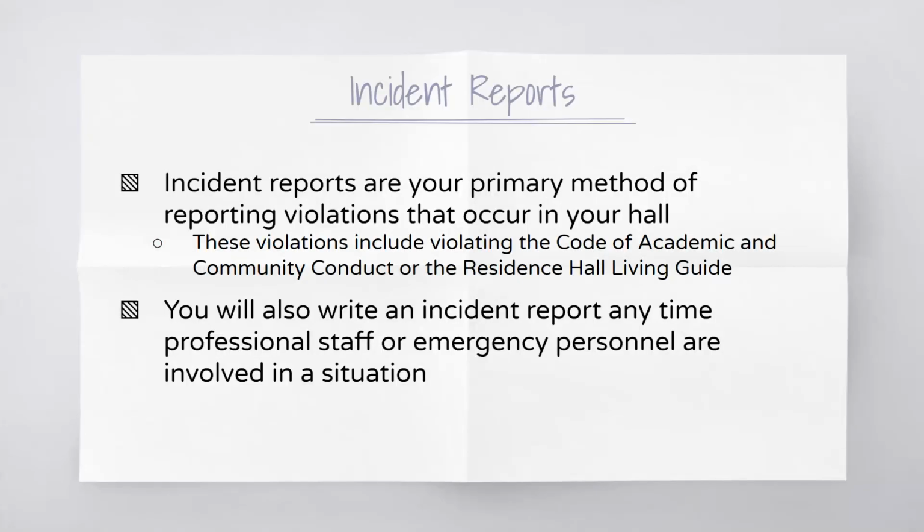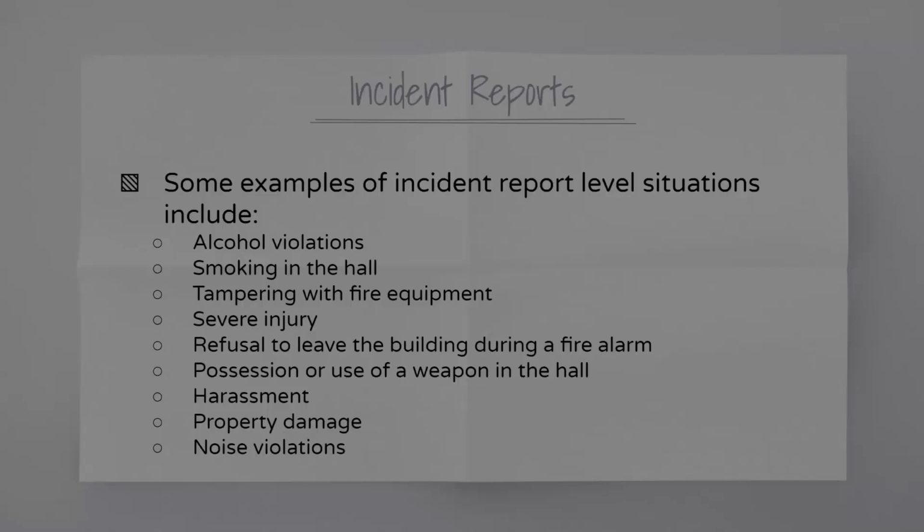So the first one we're going to hit on is incident reports. These are your primary method of reporting violations around your hall. These can include both violations of the Code of Academic and Community Conduct or the Residence Hall Living Guide. More often, you will probably use these for injuries. We tend to have more incident reports come in during broomball season than most other times of the year, because you write these anytime a professional staff or emergency personnel are involved in a situation.